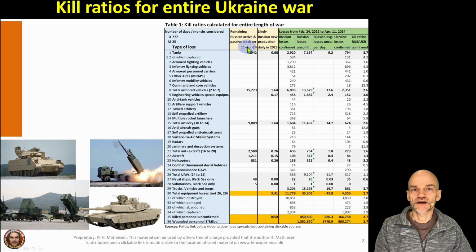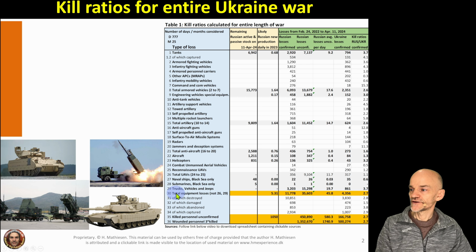In this table, I've gathered kill ratios that are calculated for all of the war since it began on February 24, 2022. And as you can see here, we have all the types of losses that you can imagine: tanks, armored fighting vehicles, infantry fighting vehicles, artillery, all kinds of things, aircraft, helicopters, you name it. And then down here, we total it all up with total equipment losses. I haven't included 26 and 29, and 26 here is unmanned aerial vehicles.